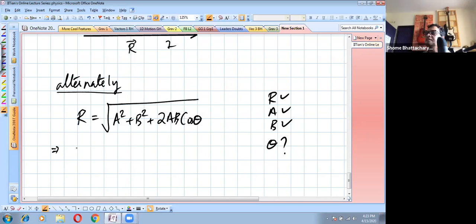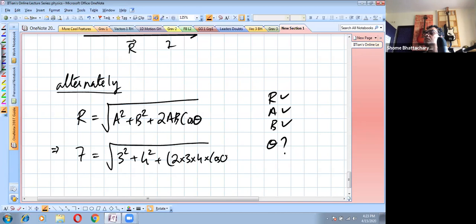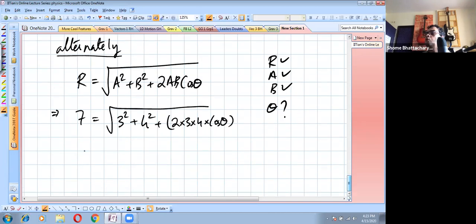The resultant we are given in the question is 7. The magnitudes of A and B are 3 and 4. So 3 square plus 4 square plus 2 into 3 into 4 into cos theta. So let's solve this. To solve this, let's square both the sides. So 7 square is 49, which equals 9 plus 16 plus 24 cos theta.